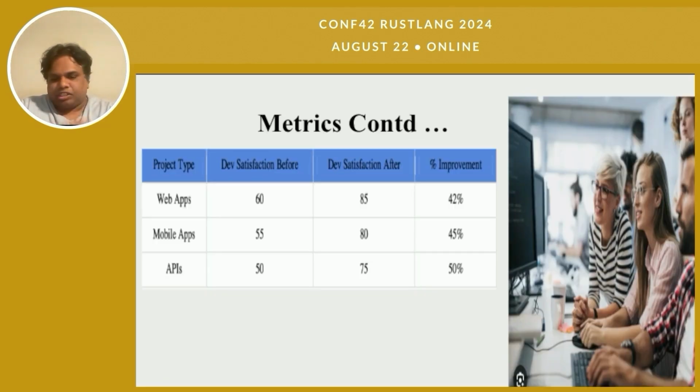Then the metrics continue. Here we have developer satisfaction before and developer satisfaction after, again for web apps, mobile apps, and APIs, by number of developers. What was the satisfaction of the developers before the IDP and after the IDP? The improvement is 42. It compares the number of developers who were satisfied with the available process before, versus after having IDPs: how many developers are satisfied with the process and tools around them? That gives the percentage improvement.